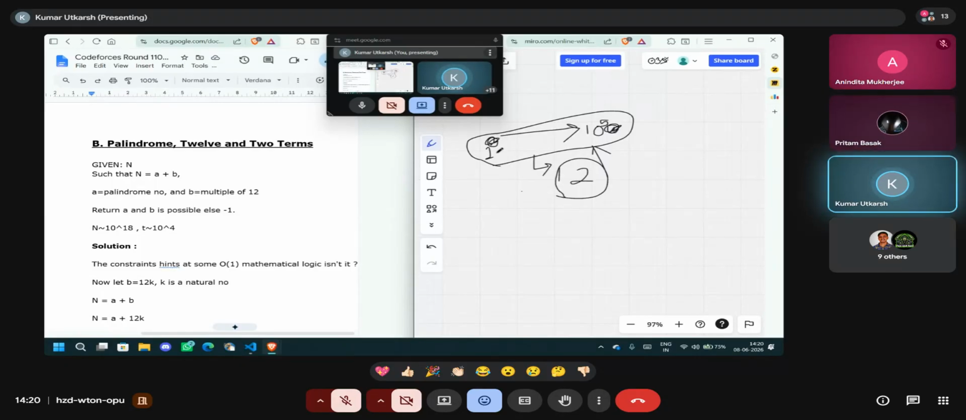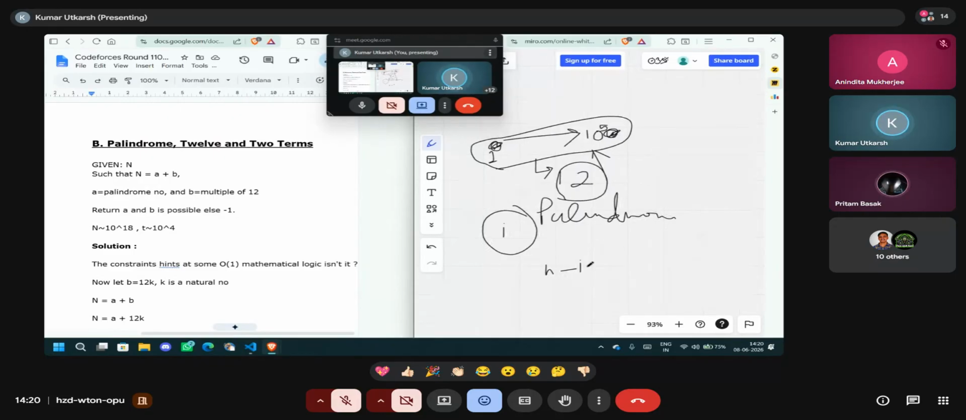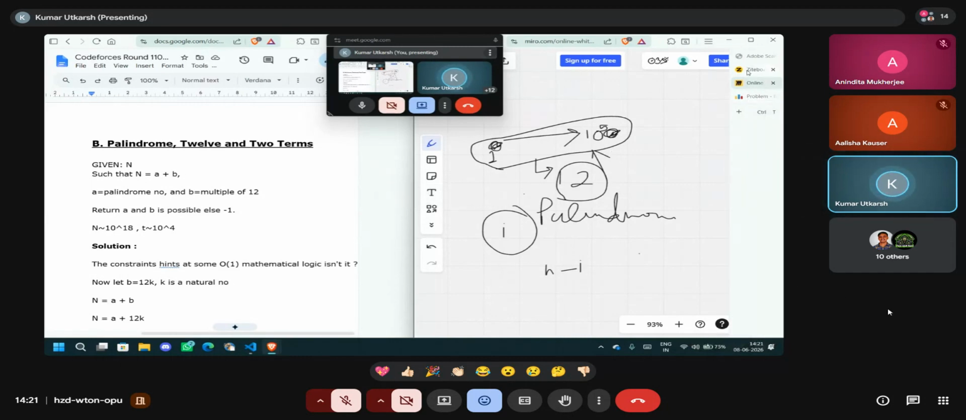She was first checking in a range from 1 to 10 to the power 5, right? And then she was seeing if A i is palindromic, and then if n minus i is a multiple of 12, right, Alisha? Yes. So after that, what she said was the actual approach. So can you guess what was the problem with that approach, Preetam?